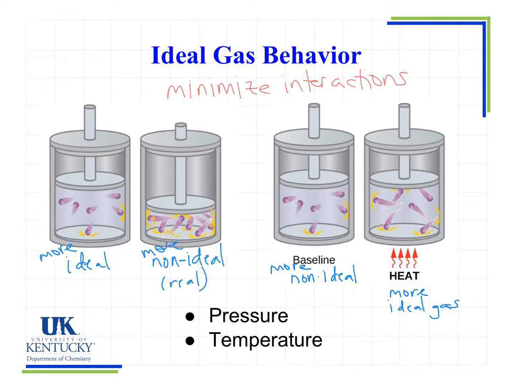So the conditions that give us most like ideal gases are low pressure and high temperature. For low pressure, molecules are far apart from one another, and at high temperatures, they're moving fast and are unable to interact.